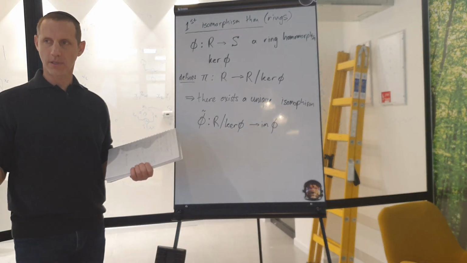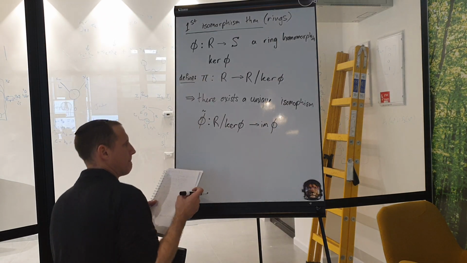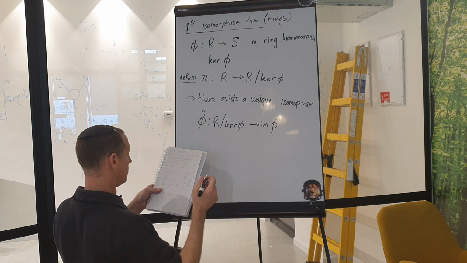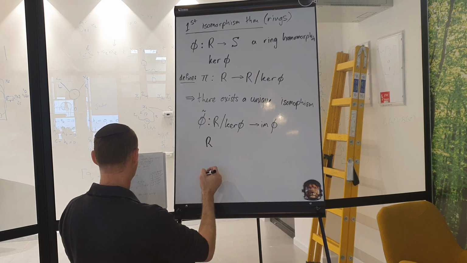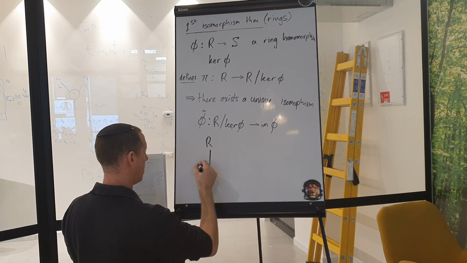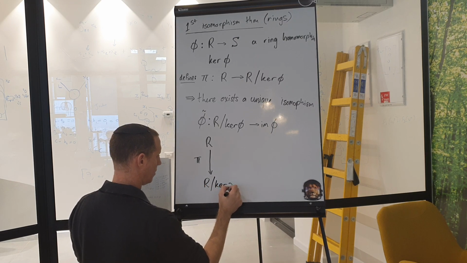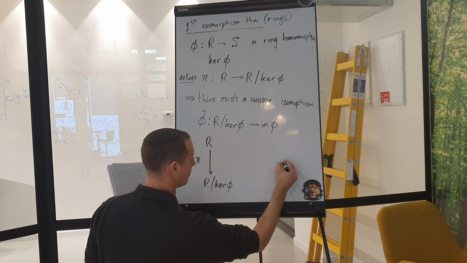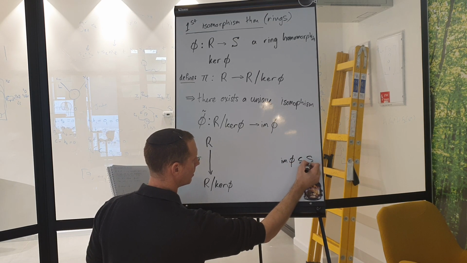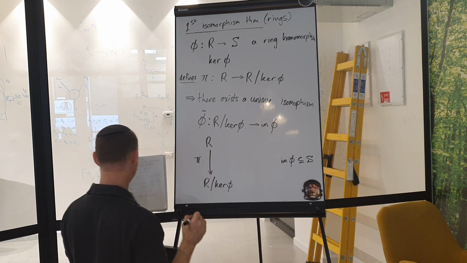I'm going to draw it out because I think to me it makes more sense. Okay, because we can write it in a short way, but it's more confusing. So what's the isomorphism? And we did this last time. We start with R, and we project it onto R over kernel phi, okay? And then down here, we've got the image of phi, which we know is in S, okay? Maybe it's the whole of S, if it's surjective.